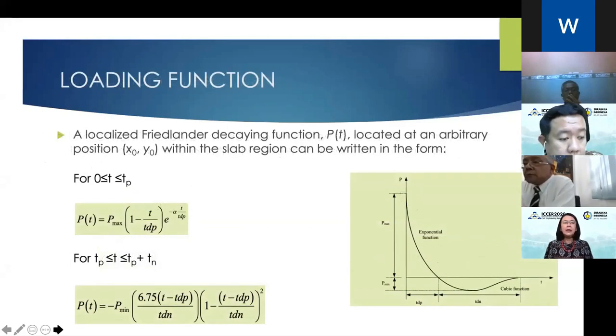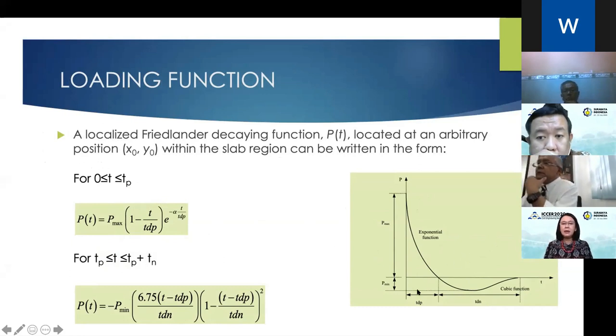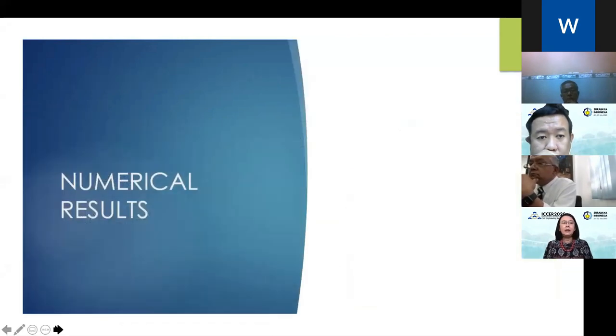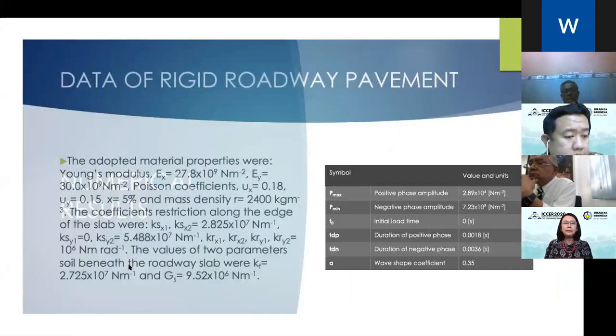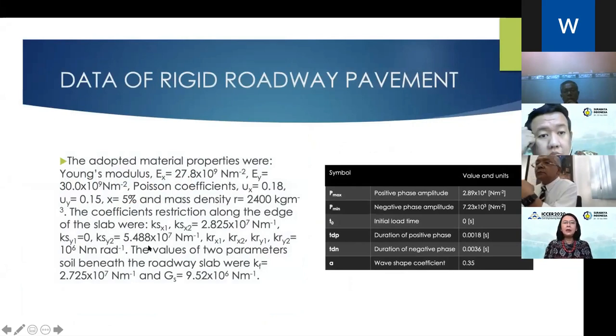So this is the Friedlander blast load. You can see that the Friedlander blast load consists of two phases. The first one is the positive phase, which can be expressed by the exponential function, this one, and the negative phase can be expressed by this equation. Okay, now we are going to do the numerical example. This is the data of a rigid roadway pavement, and on this table, this is the coefficient for the Friedlander blast load.